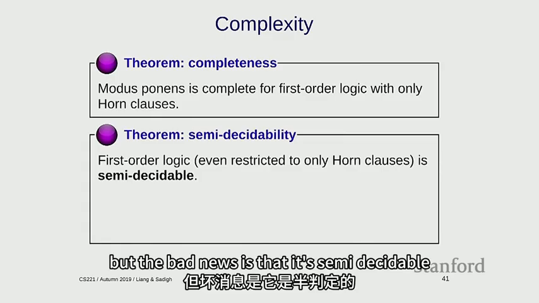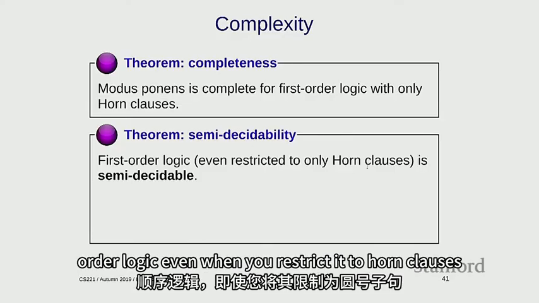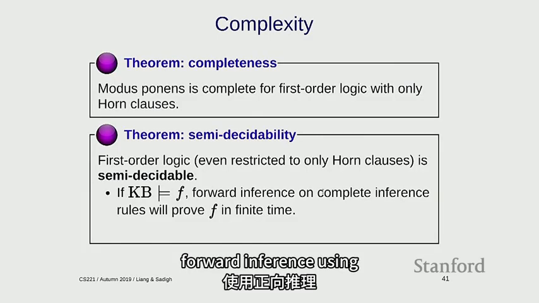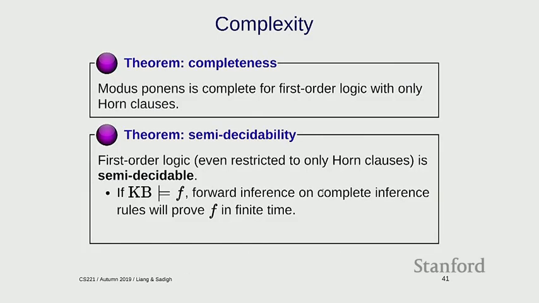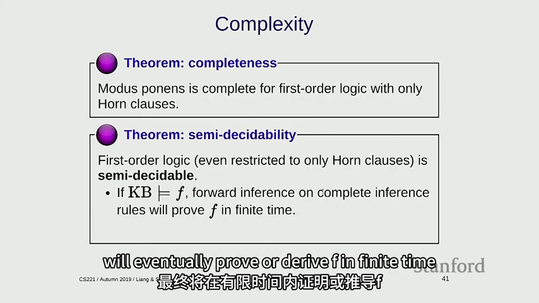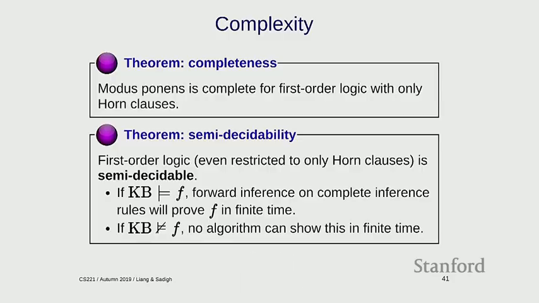But the bad news is that it's semi-decidable. This means, so first order logic, even when you restrict it to Horn clauses, is semi-decidable. What does this mean? If f is entailed, forward inference using complete inference rules, in this case modus ponens, will eventually prove or derive f in finite time because it's complete. So eventually you'll get it.